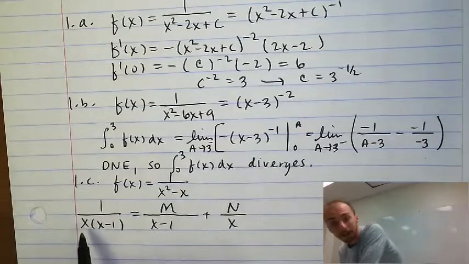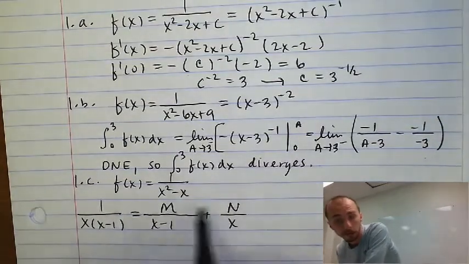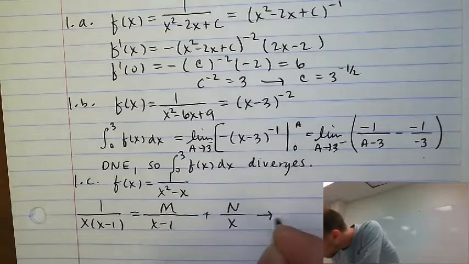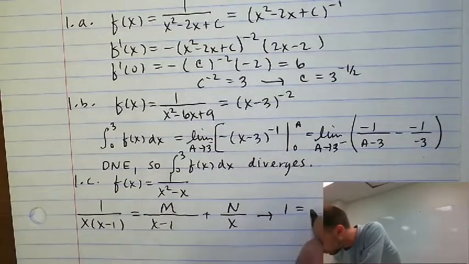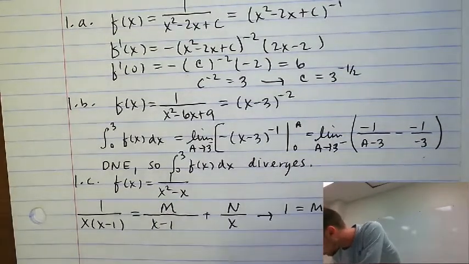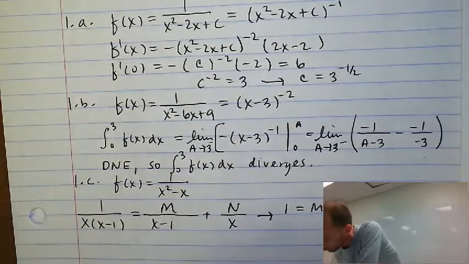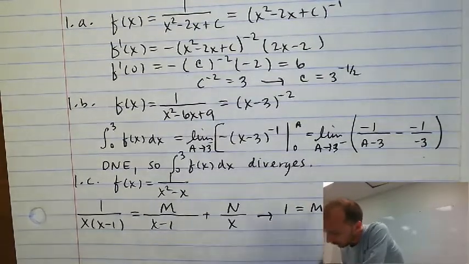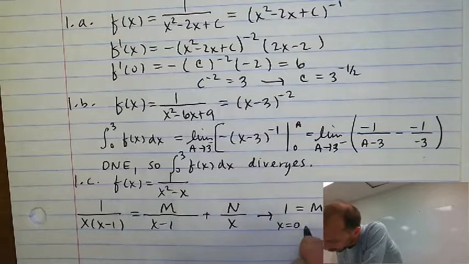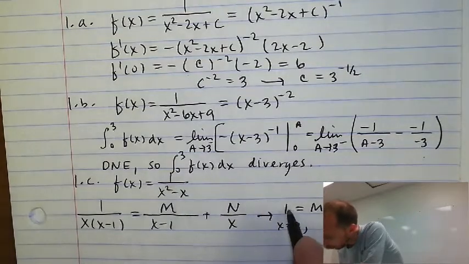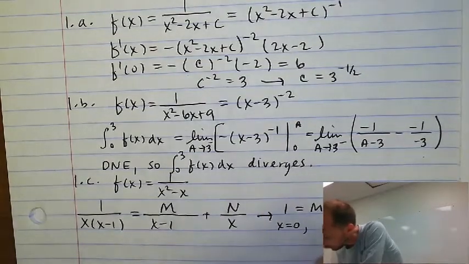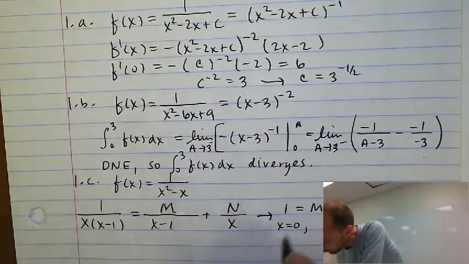And then I multiply both sides by x and x minus 1 to get rid of the denominators. And I'll have 1 is equal to mx plus n times x minus 1. Okay. And then when I let x equal 0, I will see that 1 is equal to negative 1 times n, so n equals negative 1.